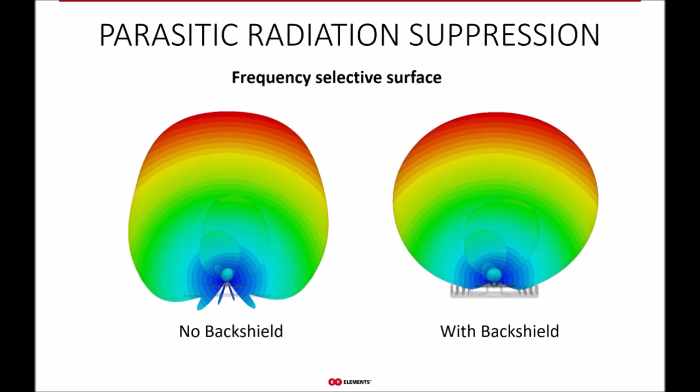Comparing the far field radiation patterns with the back shield on the right side and without it on the left, you can see a nice suppression of the lateral radiation, of the side lobes, which results in a rounder shape of the radiation pattern altogether, forcing the field to point forward rather than backward.